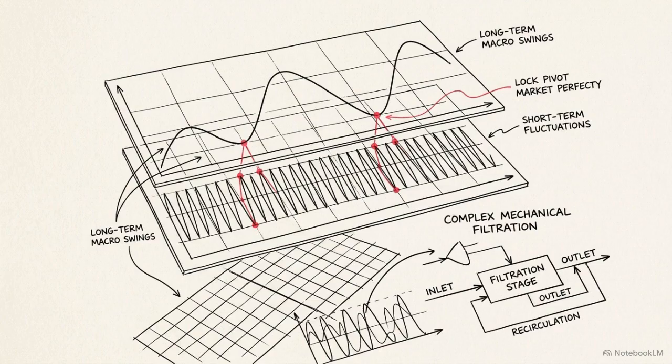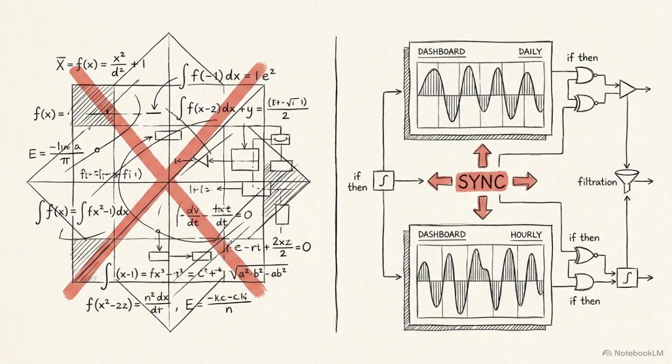The structural solution to this lag requires a completely different approach to the data, a method known as the dual time frame momentum strategy. A professional edge does not come from discovering a secret mathematical formula. It comes from the mechanical alignment of multiple time frames.